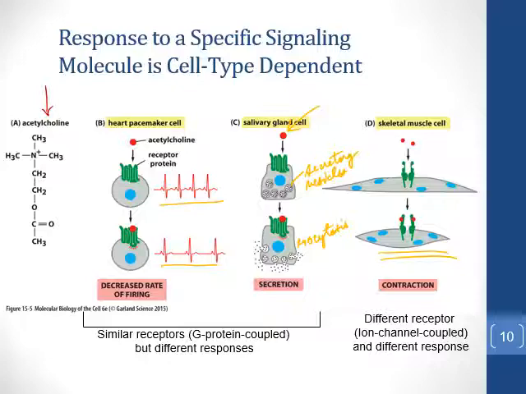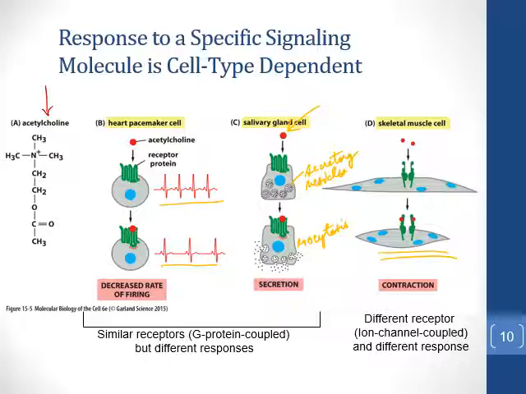Well, the reason for that is because the sequence of events, the signaling events, and/or the target proteins that are affected are totally different. So just because you have the same signal binding to the same receptor doesn't mean you're going to get the same effect in every cell. It depends on what the target proteins are in that particular cell. So you can have two drastically different responses as we've got here. One with changing the rate of contraction and one with inducing secretion.